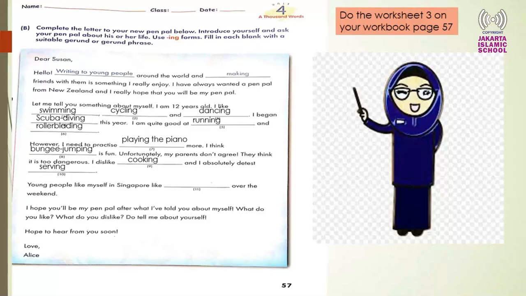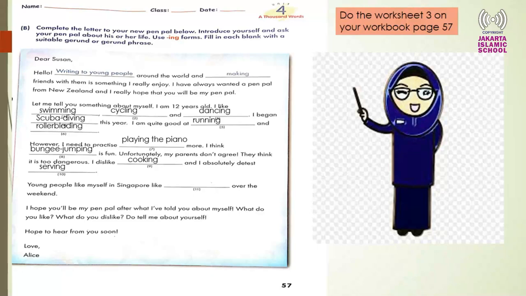Okay, let's read the complete sentences for paragraph 2. However, I need to practice playing the piano. I think bungee jumping is fun. Unfortunately, my parents don't agree. They think it is too dangerous. I dislike cooking and I absolutely detest serving.